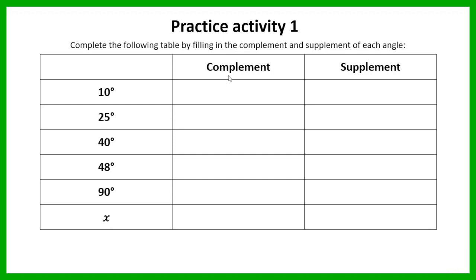Okay, so let's take a look at what you should have got for each of those. So the complement of 10 degrees is 80 degrees because 10 plus 80 is 90. And then the supplement of 10 degrees is 170 degrees because 10 plus 170 is 180 degrees. Then the complement of 25 degrees is 65 degrees because 25 plus 65 is 90. And the supplement of 25 degrees is 155 degrees because 25 plus 155 is 180.